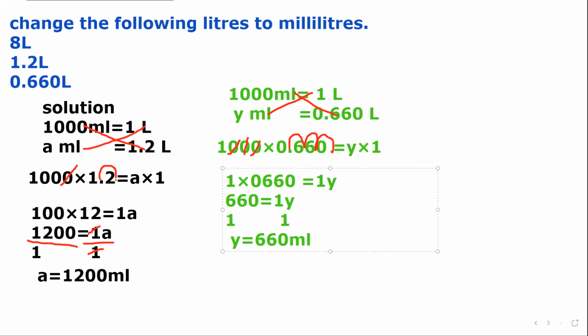Are you okay? Good. Now here you divide this side, so that the 1 will cancel the 1. Any number divided by 1 is the same as that. So y is equal to 660 mils. Okay, good. So that is the lazy way of solving numbers that deal with decimals when you are changing from liters to milliliters.